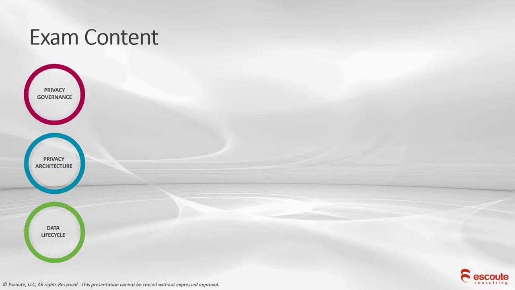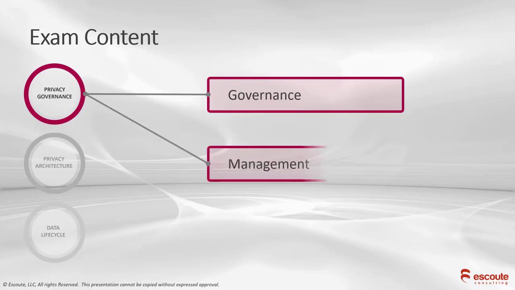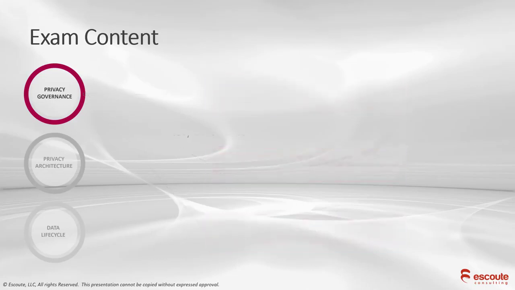Our first domain is privacy governance. Three basic areas under privacy governance. First, we have governance. This covers privacy laws and standards, documentation, legal purpose, as well as data subject rights. We have management, which covers roles and responsibilities, training and awareness, third parties, auditing and incident management, and then finally, risk management. We have the risk management process, privacy impact assessments, threats, attacks, vulnerabilities related to privacy.